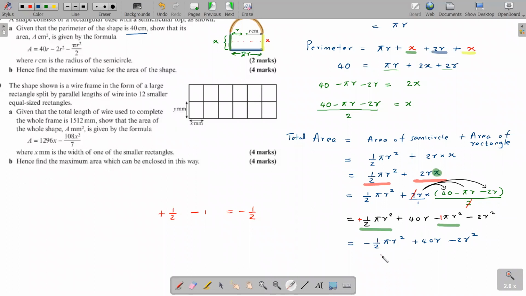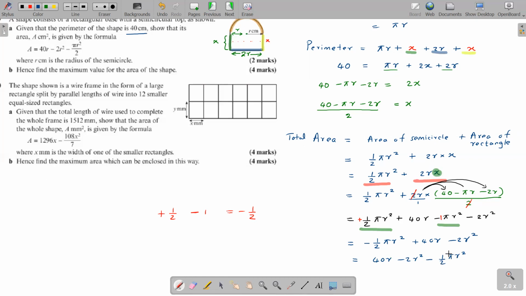Okay, so now what we need to do to get this show is simply to rearrange, right? You can see I have every single term. When I add these two terms that I underline here, because they are two similar terms, half pi r square minus 1 pi r square, it gives me a half minus 1, which is minus half. So I end up getting minus half pi r square plus 40r minus 2r square. Shall we rearrange? So when I rearrange, I get plus 40r minus 2r square minus half pi r square. Okay, is that okay? So that is to show that.